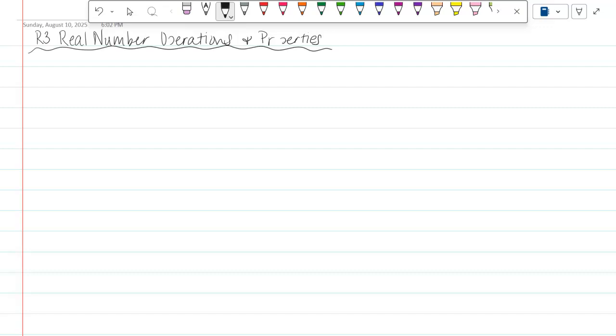In today's lesson, we're going to be going over section R3, which is real number operations and properties. So please be sure to label this at the top of your paper. And we're going to start with absolute value.